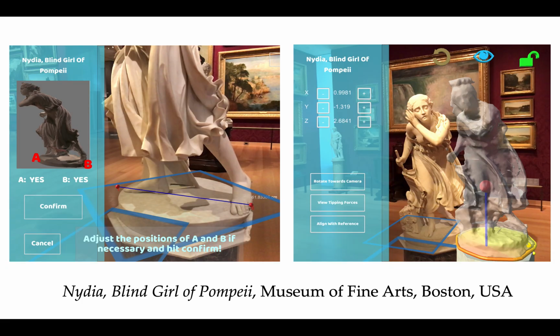To import a desired AR model, we require the user to place two reference points on the physical sculpture, indicated by the thumbnail labels. These reference points provide enough information to generate the corresponding model adjacent to the physical sculpture, with matching scale and rotation.